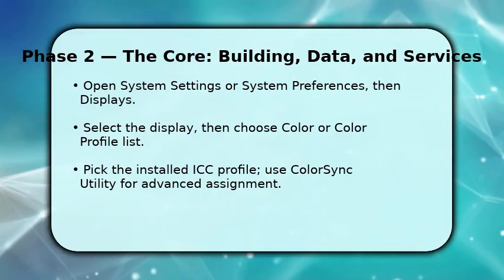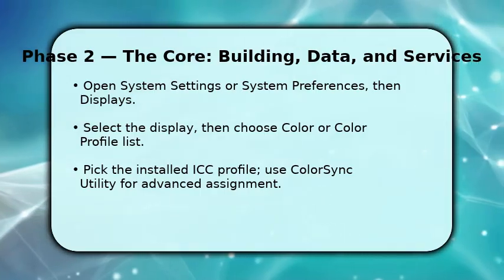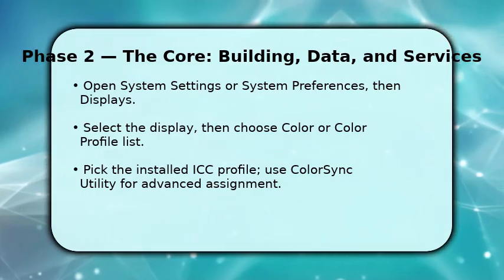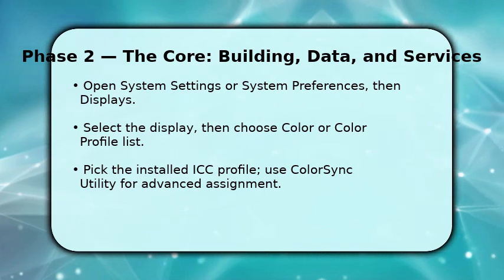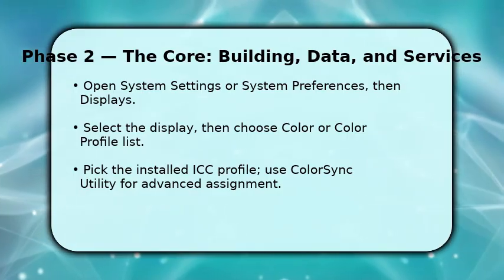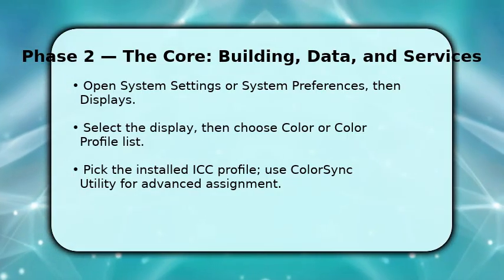Different apps can ignore profiles, so use ColorSync Utility if you need to explicitly associate the profile with a device. This step tells macOS to use that profile for rendering desktop and system-level color. Finish by verifying that the profile is active and accurate.